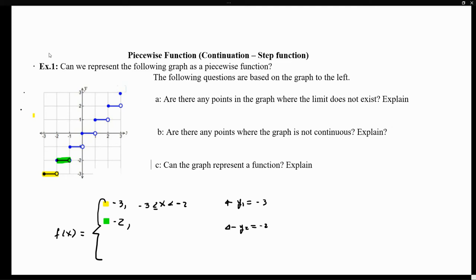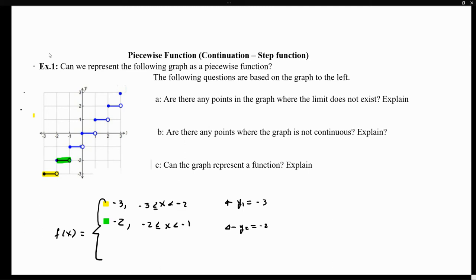But what are the restrictions on my domain? I'm only using x values from -2 to -1. So I need to write that down. I'm using a y value of -2 only when x is between -2 and -1, including -2, which is what we do have here.